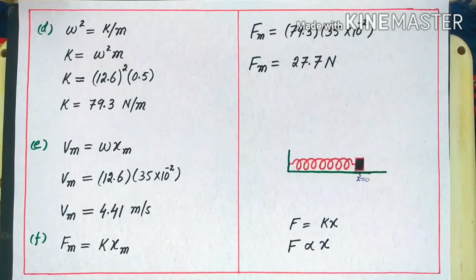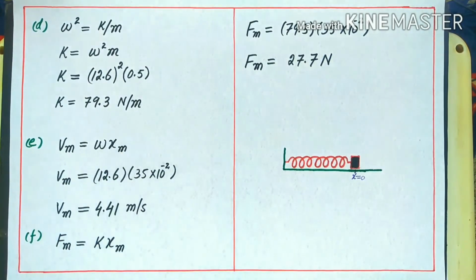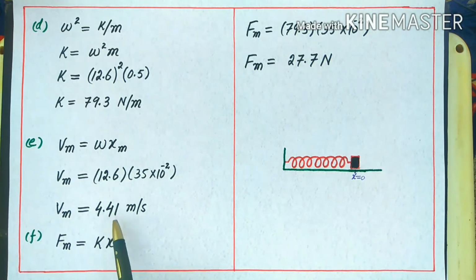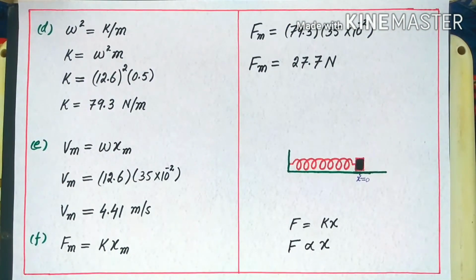Solution part E. Now we have to calculate the maximum speed of the block. As we know that maximum speed is equal to omega x_m. By putting the values, v_m is equal to 12.6 multiplied by 35 multiplied by 10 raised to the power minus 2, which is equal to 4.41 meter per second. This is the maximum speed of the block. And remember that in simple harmonic motion, the maximum speed of a body occurs at mean position.